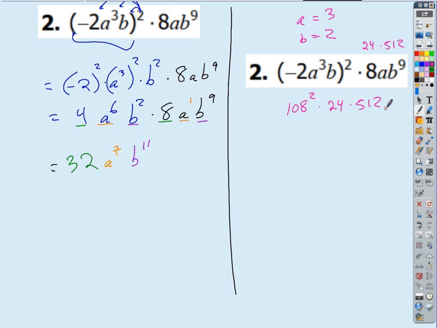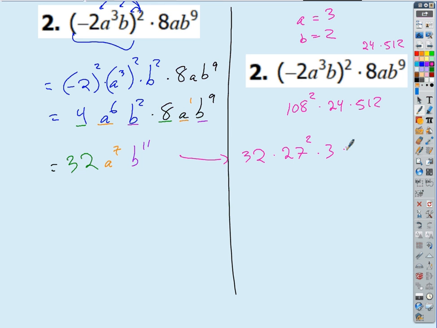Okay, what about down here? If I evaluate this one, I'm going to get 32 times A to the 7th. How could I do A to the 7th? A to the 7th is A cubed, which is 27, times A cubed, which is 27. So I could do 27 squared, and then I've got an extra 3. Times B to the 11th. Well, if B to the 9th is 512, you can tell me pretty quickly what B to the 11th is.